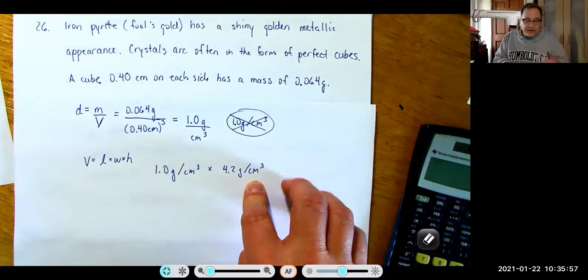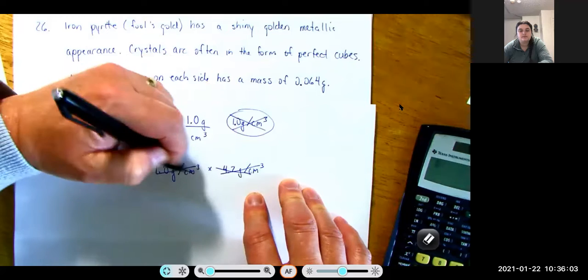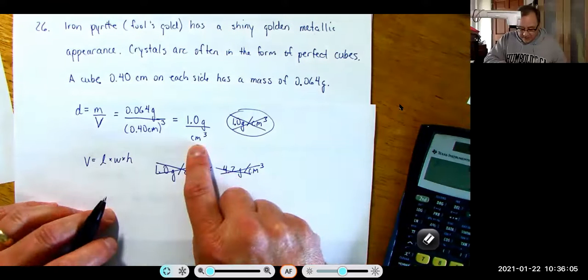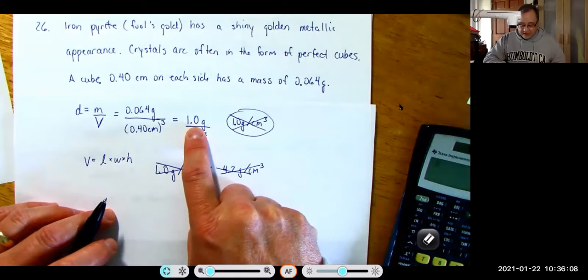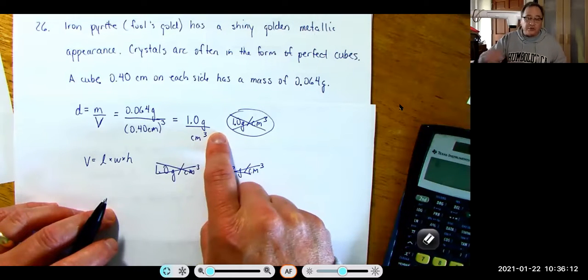whether or not something is in the denominator or in the numerator. You can tell, but it's easier to make a mistake. So I advise against it. Here, it's clear this is in the denominator. It's clear that's in the numerator. So if you want to cancel centimeters cubed, you better multiply by something that has centimeters cubed in the numerator.